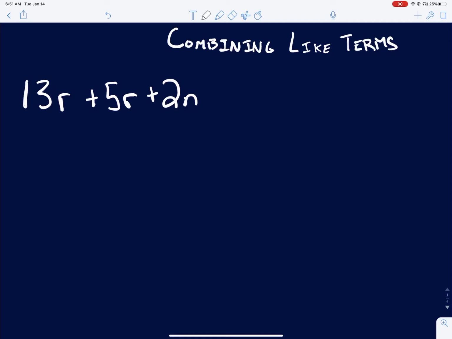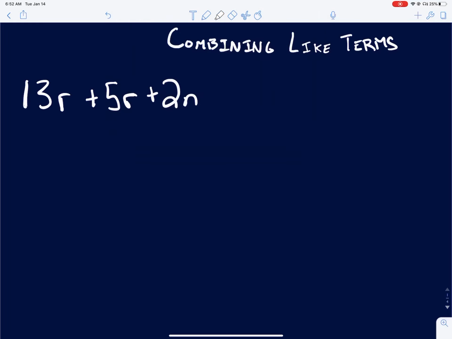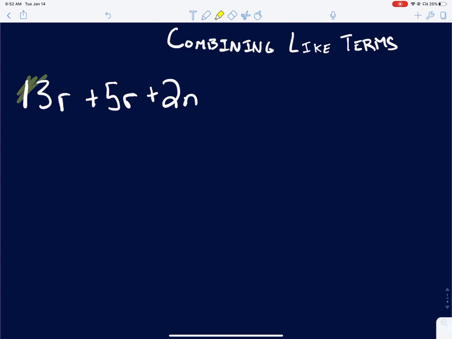Right. Today we're going to be talking about combining like terms, and this might be something that's already familiar to you, but if it is, that just means this is going to be a little review. So the first thing we've got to do is identify what our like terms are here. Okay, well we have 13R and 5R, and then we have 2N.